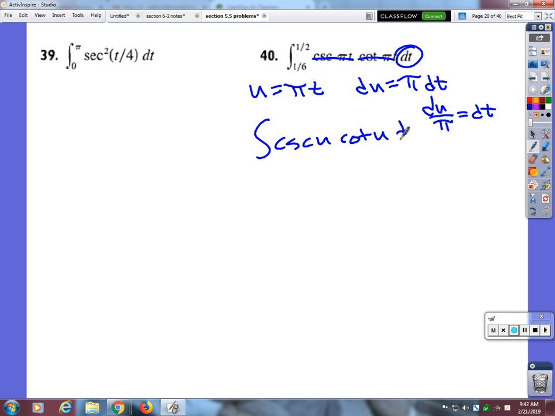So now I'm all set. I make the dt a du. Throw a 1 over pi in front so it balances. Oh, and then I have to change these limits to pi over 6 and pi over 2. And let me be very clear, that just means I can do the problem. I have not yet done the problem. I just changed it so that I can, yes.